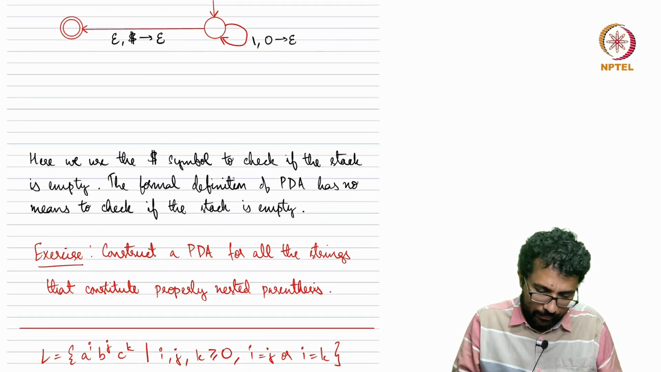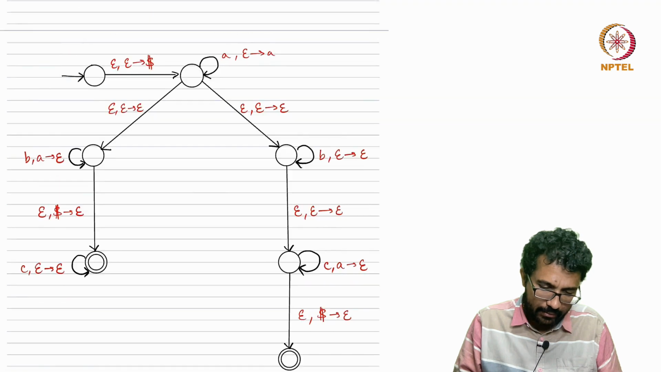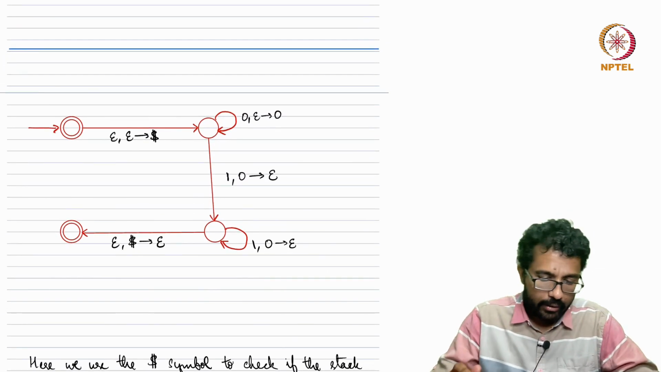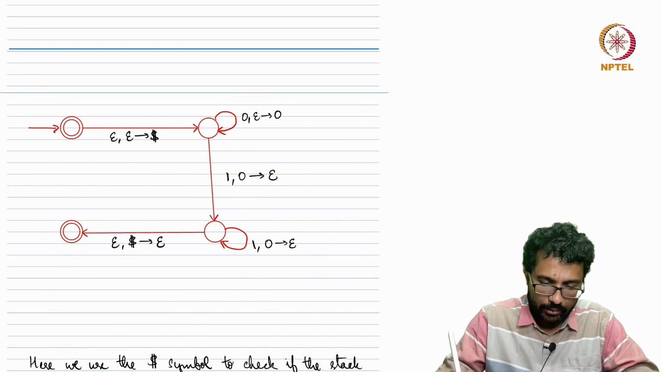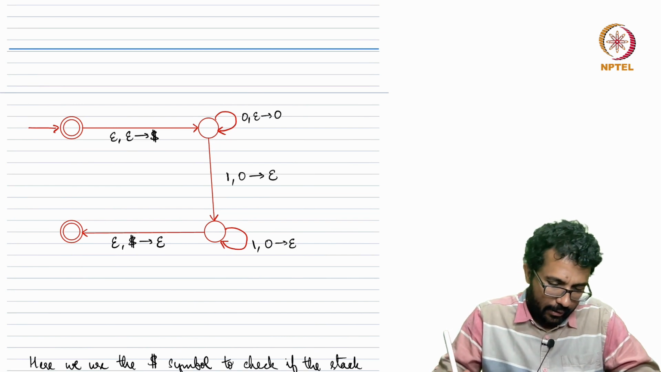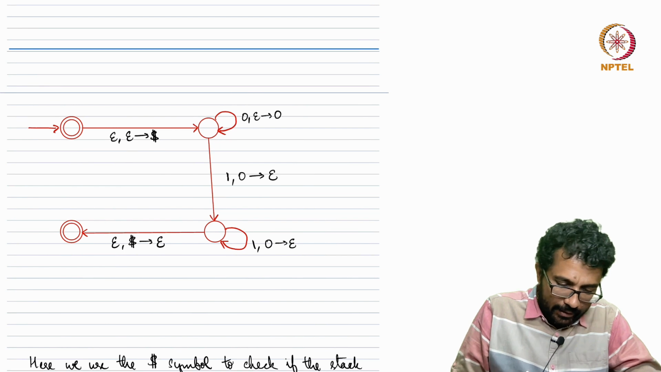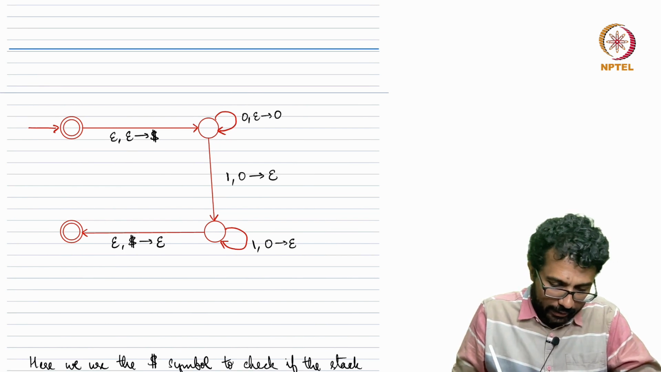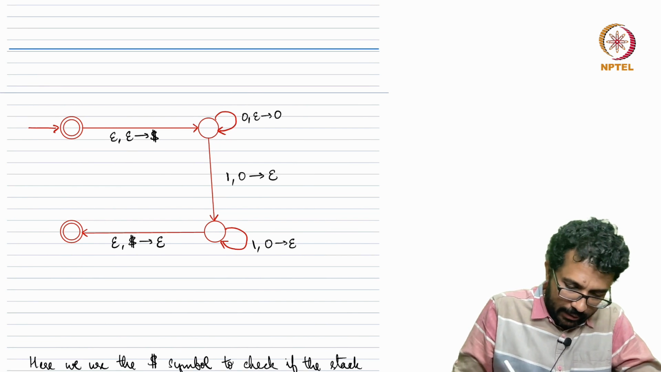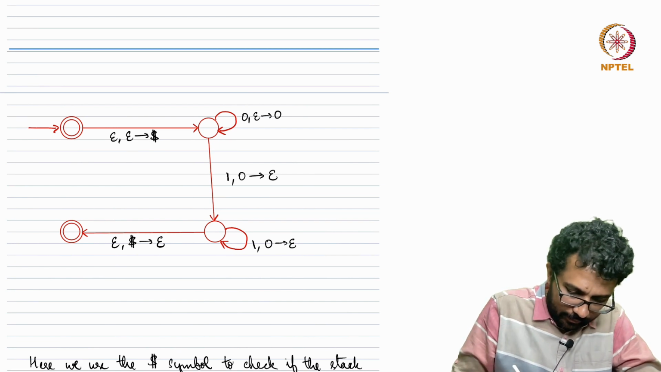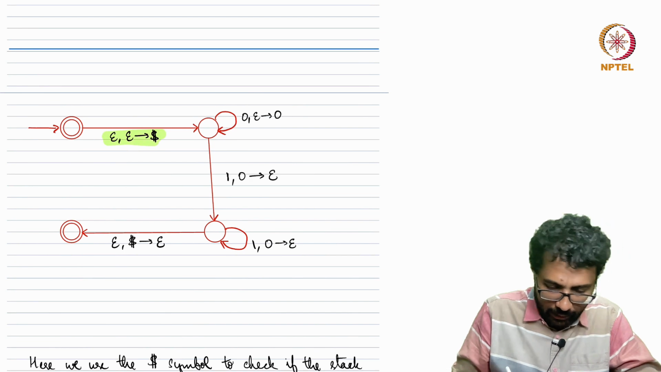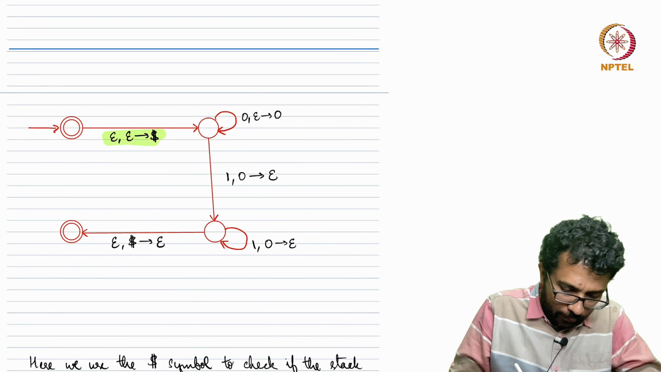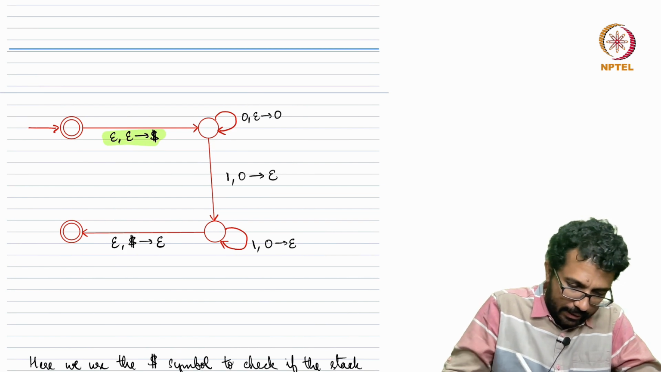So now let's just see a couple of examples, right. Let's see this example and what this PDA does. There are 4 states. Interestingly, the first state itself is an accepting state, and I have to explain this notation. So let's take this notation, epsilon arrow $.